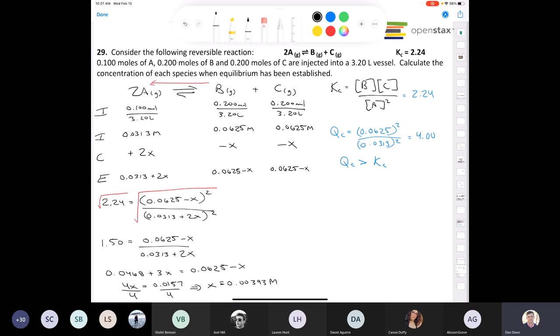0.00393 molar. Well, it's asking us to determine the concentration of everything when equilibrium has been established. So let's do that. The concentration of A is going to be equal to 0.0313 molar plus 2 times 0.00393 molar. I know you guys could probably do these way faster than me. And I did it already, and I ended up with 0.0392 molar.